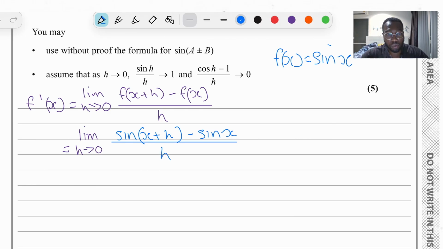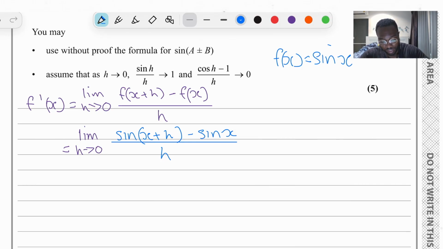Now for the second bit, they also tell us that we can use without proof the formula for sine A plus or minus B. That's also in our formula booklets. So with this sine of x plus h, they want us to use the sine A plus B formula. We need to expand it out using that trig form, which is in your formula booklets.